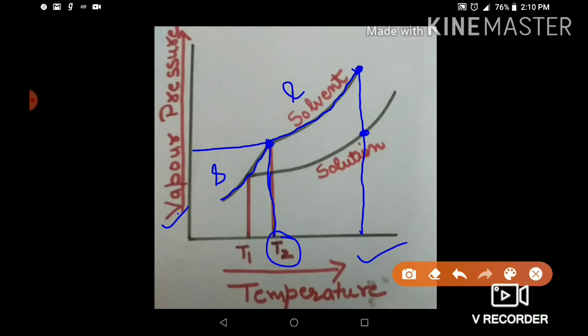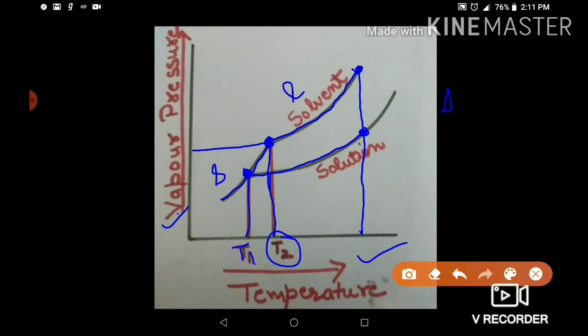Similarly, for the solution, at the same temperature the vapor pressure was lower, but when we start lowering the temperature, the vapor pressure goes on decreasing till it changes to solid. So this is the point where it changes to solid, and the temperature with respect to that is T1. Now the initial freezing point was T2, and the freezing point of the solution is T1, and we know that T1 is lower than T2.